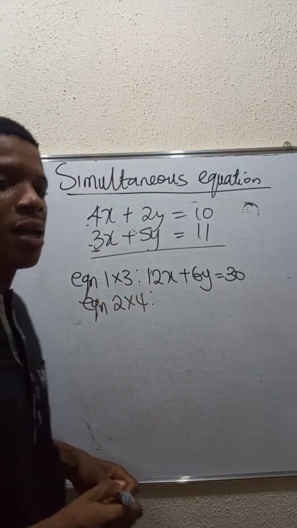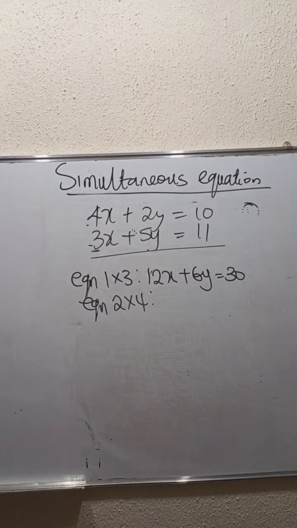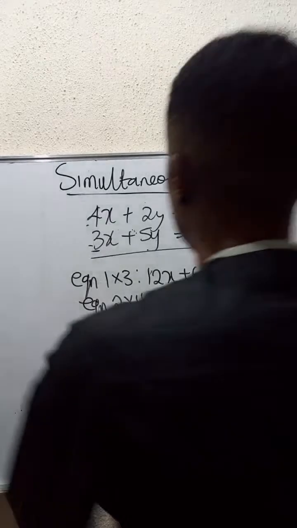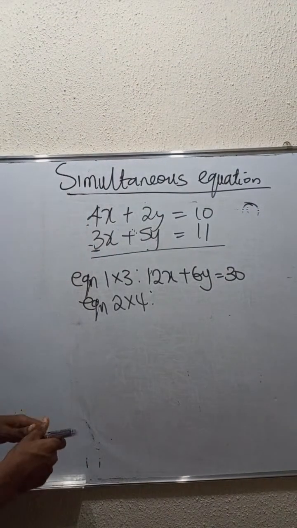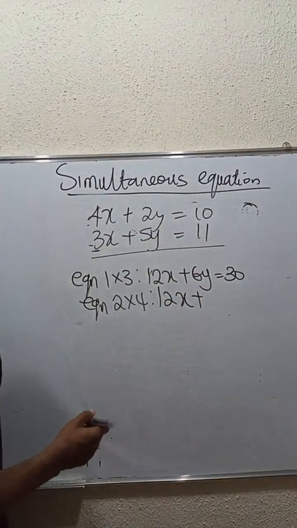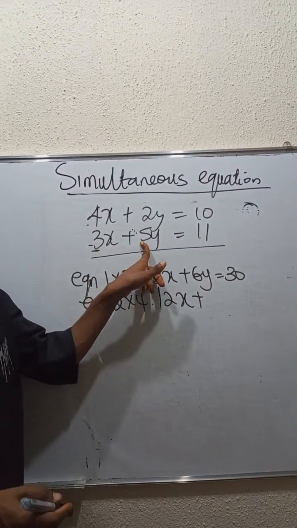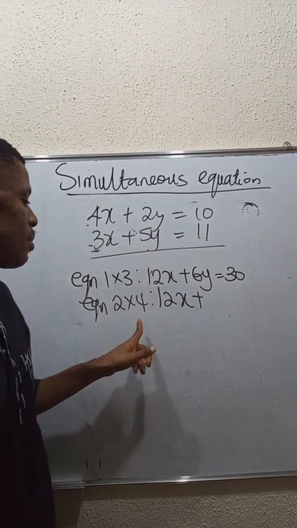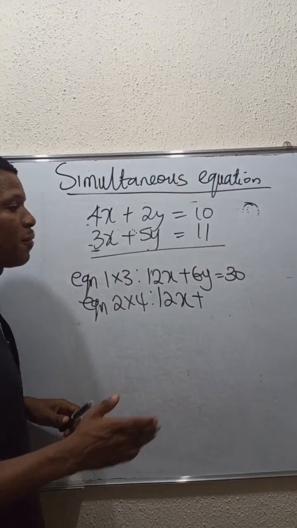If you multiply equation 2 by 4, what are you going to get? I want you to tell me, 3x times 4 is what? 3x times 4 is 12x. You have it as 12x plus, then 5y times 4 is what?